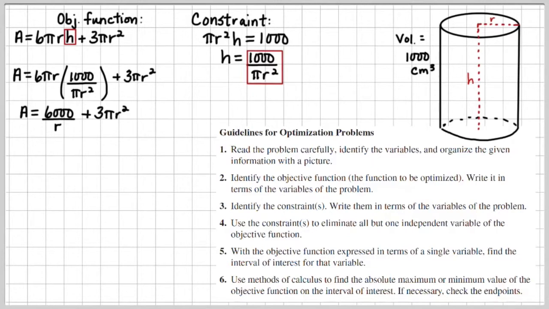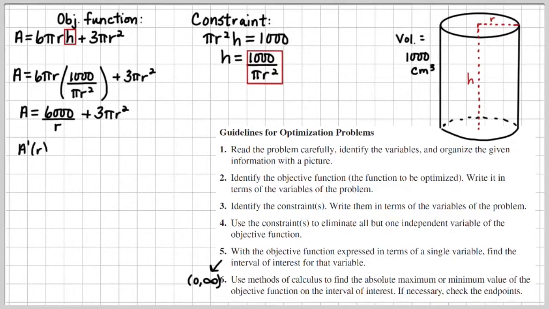in terms of a single variable, as outlined here in step 5, and now we need to talk about the interval of interest for r, which is the feasible domain for r. Remember, r represents radius, so the interval of interest here will be from 0 to infinity. R clearly cannot be 0, but hypothetically can get as big as it wants. So now we're ready to use the methods of calculus, namely differentiation, to determine the absolute maximum or minimum value of this objective function in the interval of interest.